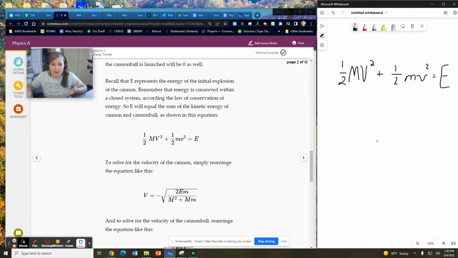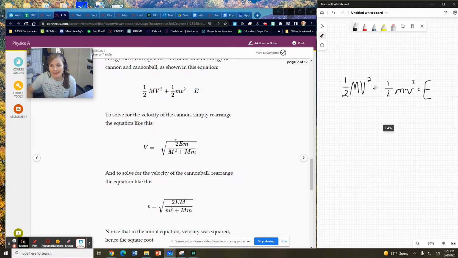So if you think about it, the energy that is found inside that fuel to start with, inside the gunpowder or whatever is used to fuel the cannon, has to be equal to the sum of the kinetic energies of both items, the ball and the cannon itself.